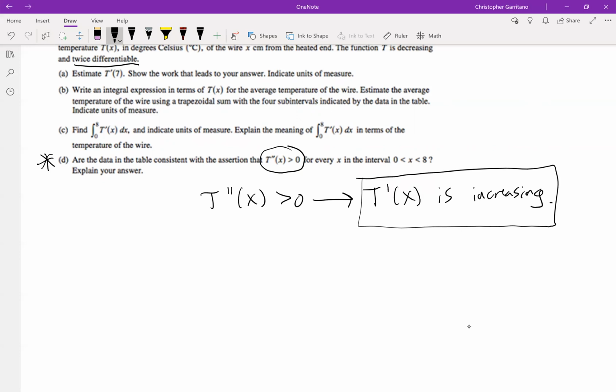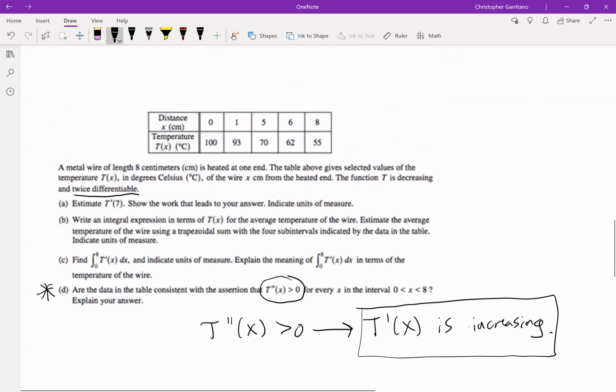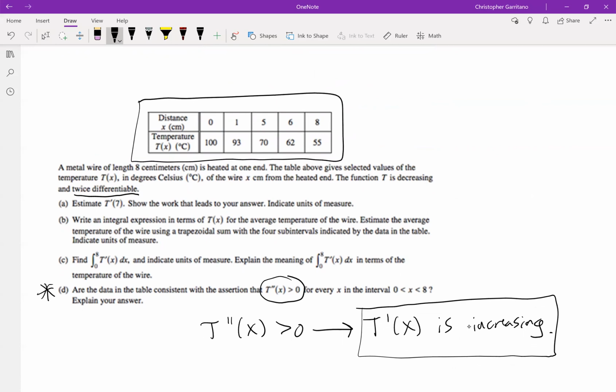All right. Now, we are only given information about t. So how am I supposed to prove something about t prime if I only have snapshots of t? Well, we've seen from previous problems that we could actually approximate the derivative by using slopes of secant lines. And so that's what we're going to do here.